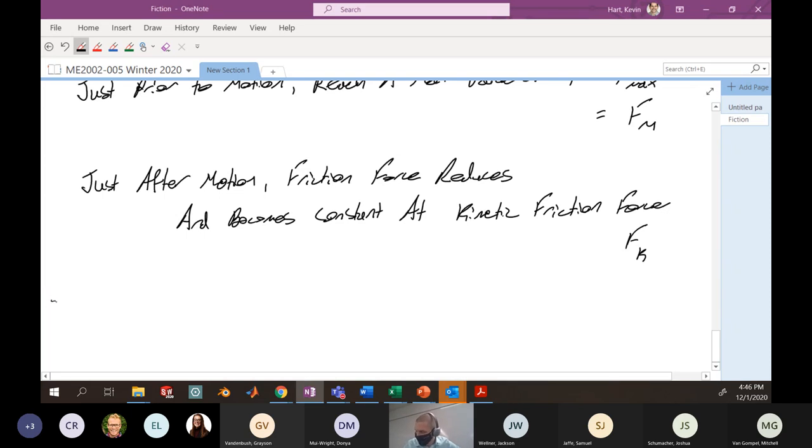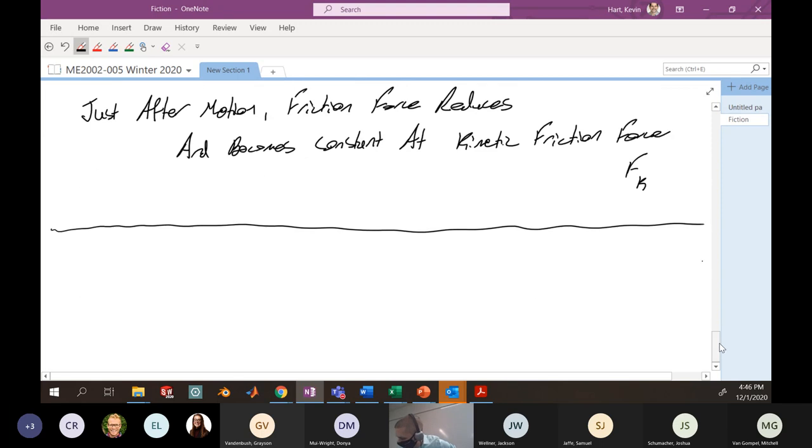Okay. So this gives us a leeway to introduce coefficients of friction. I'm not getting used to this sort of setup. My handwriting is not so great. I promise it'll get better as I adapt here.